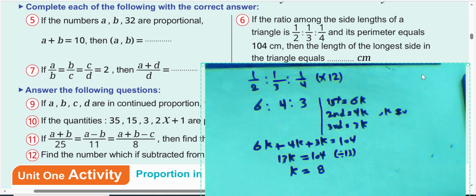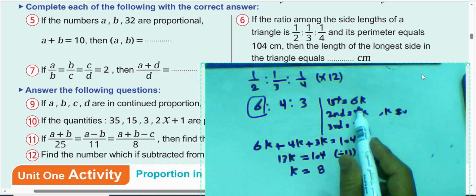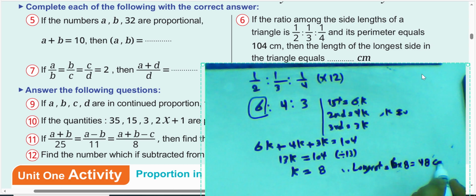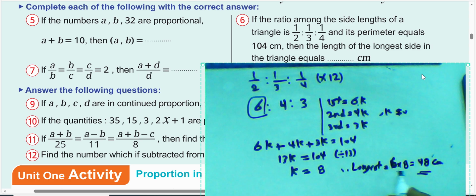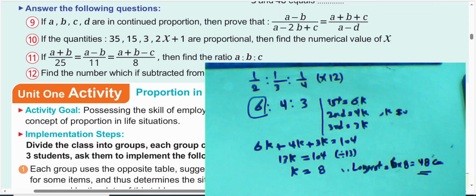Okay, understood? The value of k equal 8. Now we can find the longest side. The longest side here has 6 parts, 6 times k. Okay, 6 product by 8 equal 48. Then the longest side will be 48 centimeter. Okay. Next question, answer the following question.